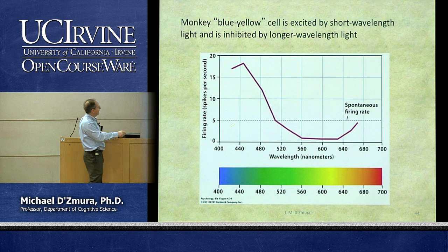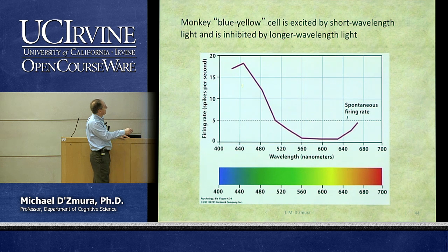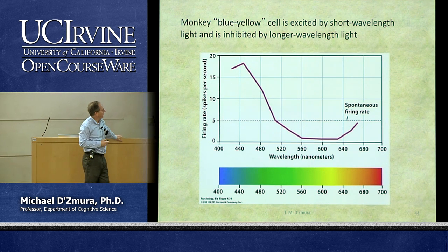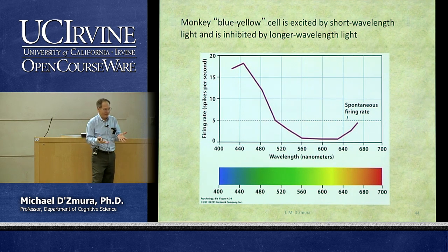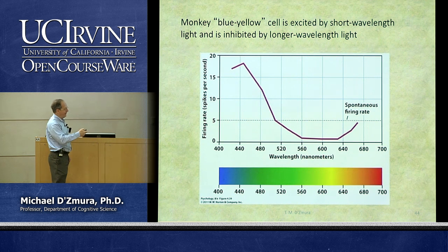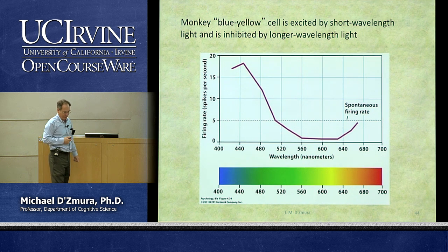So this is effectively the zero balance point. This is excitation at short wavelengths, inhibition at longer wavelengths. So this would be a blue-yellow cell with effectively the ability to compare the amount of light at short wavelengths to the amount of light at this medium and long wavelength zone.